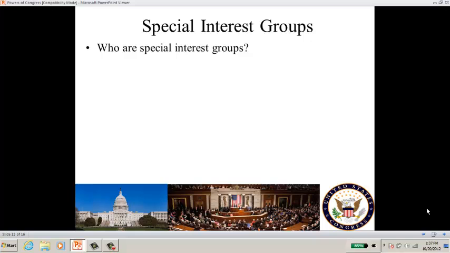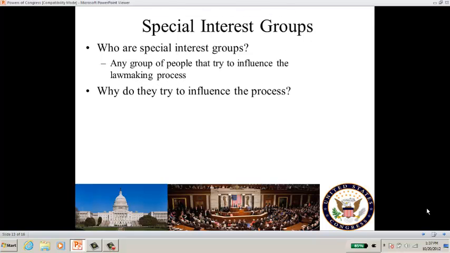So who is a special interest group? It's any group of people that tries to influence the lawmaking process. It could be a corporation, it could be a group that wants to preserve the right to abortion, a group like the NRA who wants to make sure that the government doesn't limit gun rights. It could be a teachers union. It could be a group that hates teachers unions. So it could be really anyone. Anyone can be a special interest group.